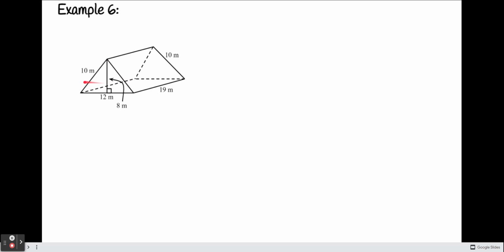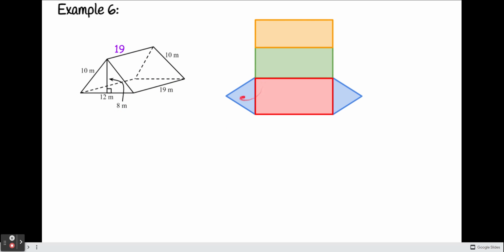A triangular prism with 2 triangles. So writing the other information, I know that's 19 up there. But this is what our net should look like. Let's look at our bases first. It's base times height divided by 2 is our formula. Here's our right angle. Therefore, our base is 12. And the other line, the height, is going to be 8. So 12 times 8 divided by 2.